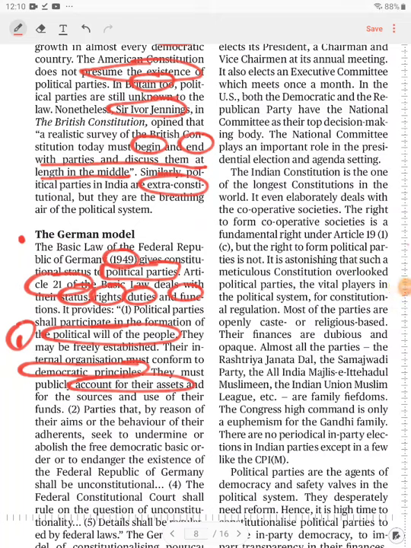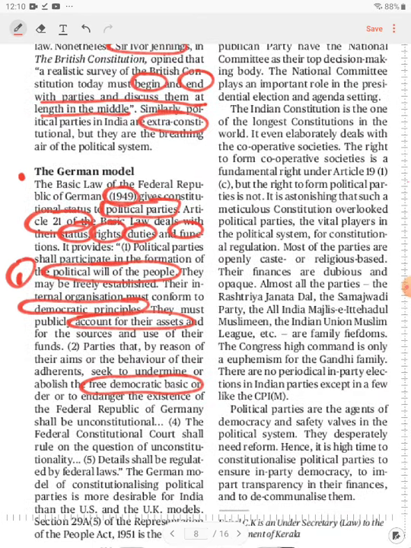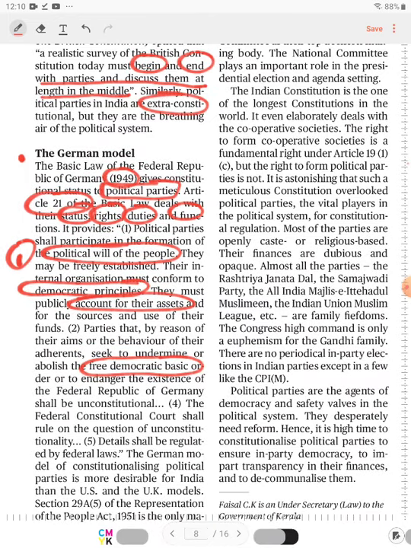And here it talks about how political parties must ensure the free democratic basic order, which is very essential for the country, right? It also talks about how the Federal Constitutional Court shall rule on the question of unconstitutionality. So here also you can give the same thing, like our Supreme Court can handle that. And the details are regulated by federal laws. So the German model of constitutionalizing political parties is more desirable for India. That's what the article means.